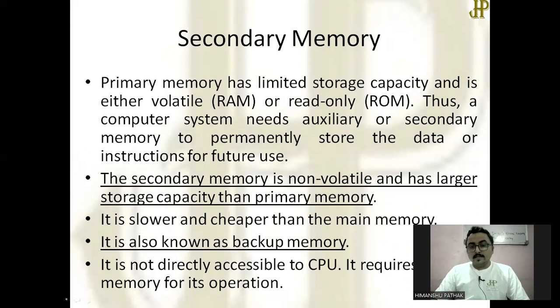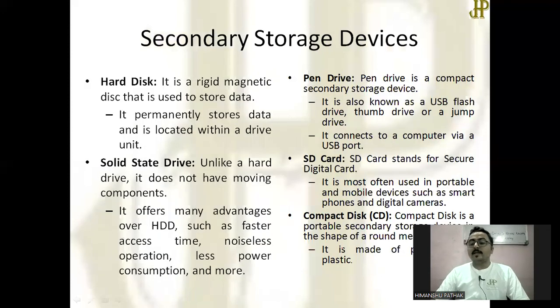Thus, secondary memory is non-volatile and has larger capacity than primary memory. It is slower and cheaper than main memory, and because of its later use, it is also known as backup memory. It is not directly accessible by the CPU. It requires primary memory for its operation. So I think it is very clear to you.